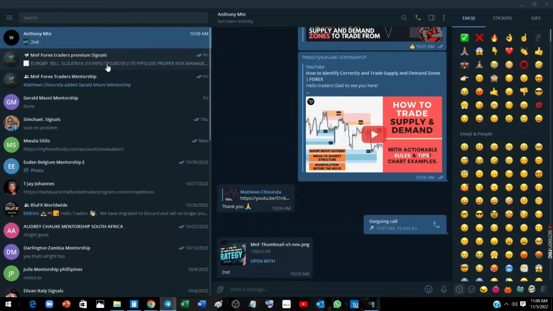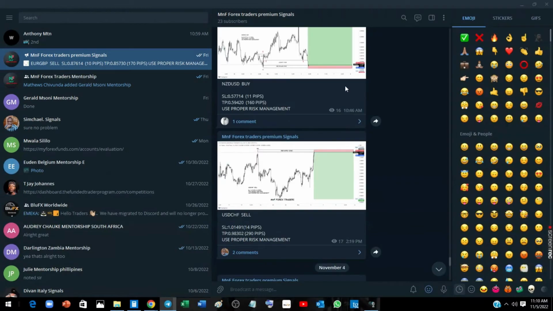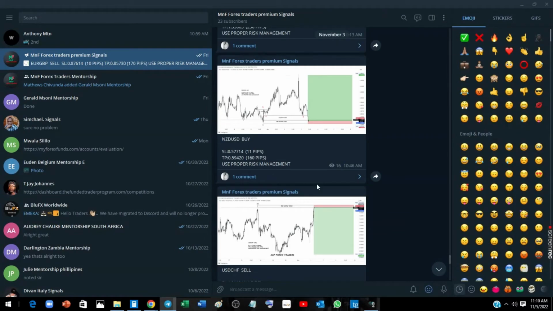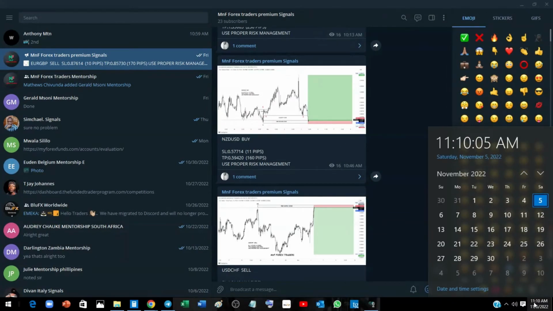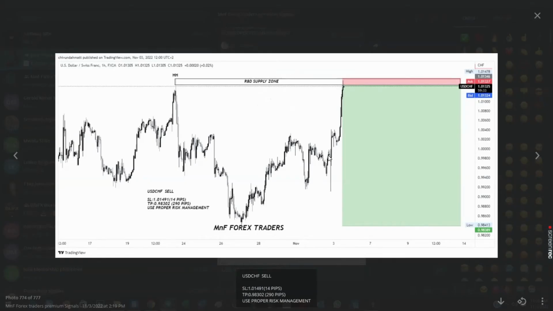This was the trade right here. This trade was sent on the 3rd of November. 3rd of November was Thursday, and guess what? It dropped beautifully, and you can see that the confirmation was just right there with a nice bearish pin bar, and we had a massive move to the downside, and this is how it was.